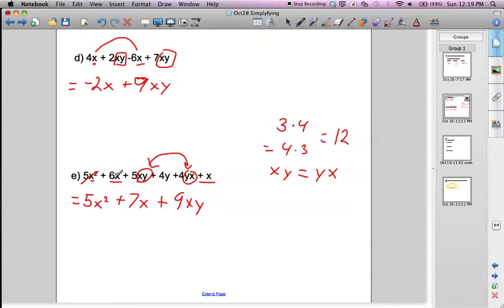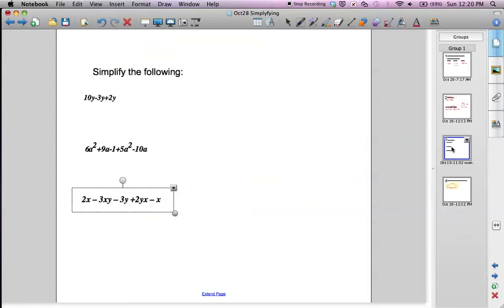And we've taken care of the x's and the x squares and the xy's. The only thing left is the 4y, which remains just 4y. And this is our simplified expression. Okay, a few more. Here we have y, y, y, so we can combine all of those. 10 minus 3 is 7, plus 2 is 9, so we have 9y is the simplified expression.